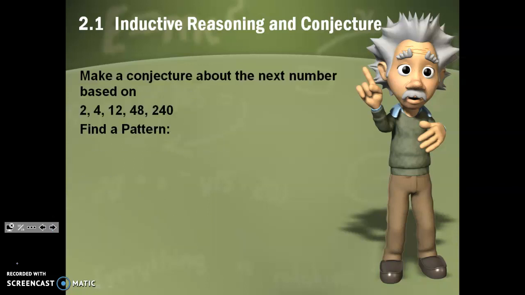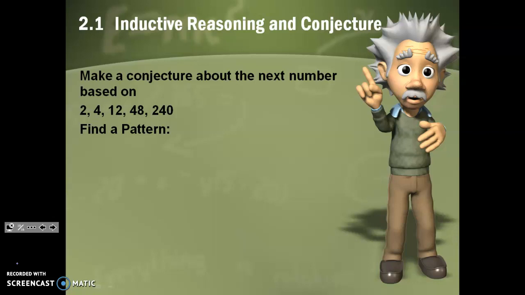So first one, I think you see in your packet, you have this example here. We find this pattern of numbers 2, 4, 12, 48, 240, and we want to figure out what is the pattern, what is the sixth term that we could make a conjecture that's going to be. So go ahead and hit pause, try to figure that out right now.